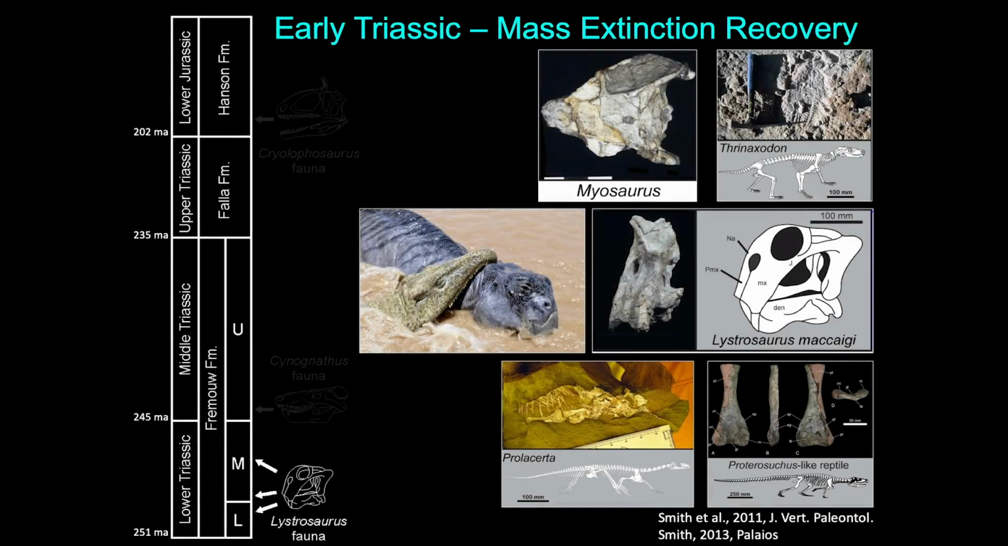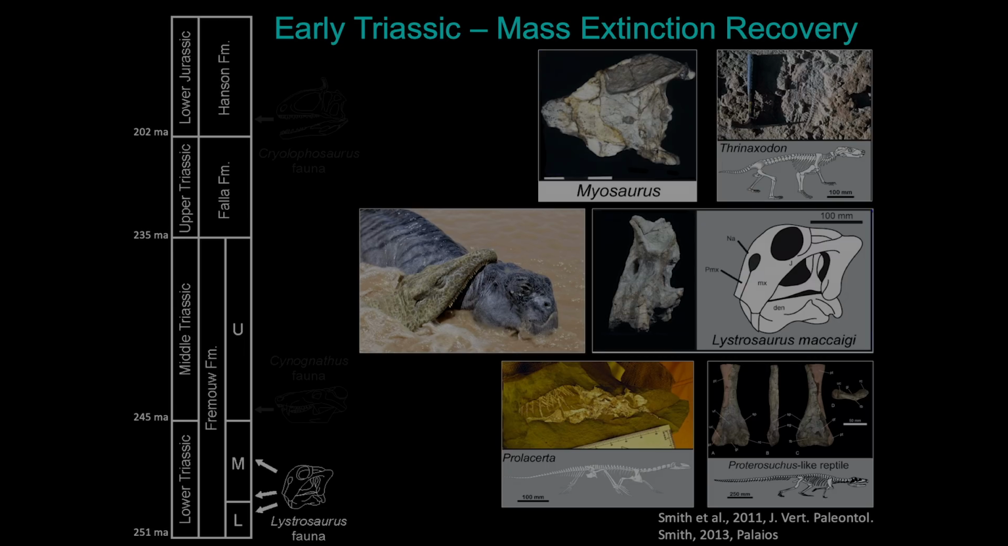But if we want to give a quick overview, okay, what's going on in the early Triassic of Antarctica, what we're seeing is a mass extinction recovery fauna from around 250 million years ago, right after that end Permian or Permo-Triassic mass extinction. You've got the usual characters like Lystrosaurus and Thrinaxodon, Prolacerta, Procolophon, but also some potential oddballs, right?